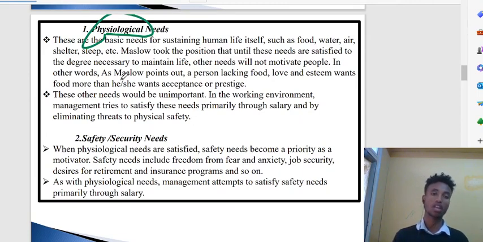According to Maslow, the position is that until these needs are satisfied to the degree necessary to maintain life, we do not go further. After that, we tend to go for the next level. But until these needs are satisfied, people are not motivated for the next level of motivation. According to Maslow, a person looking for food wants more food than he or she wants prestige.